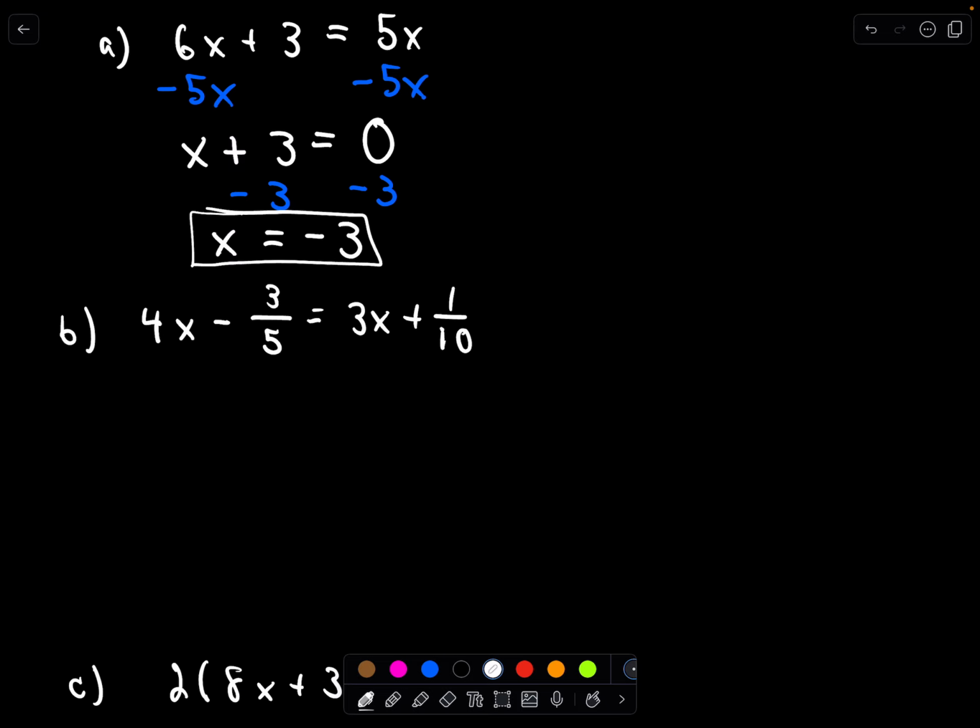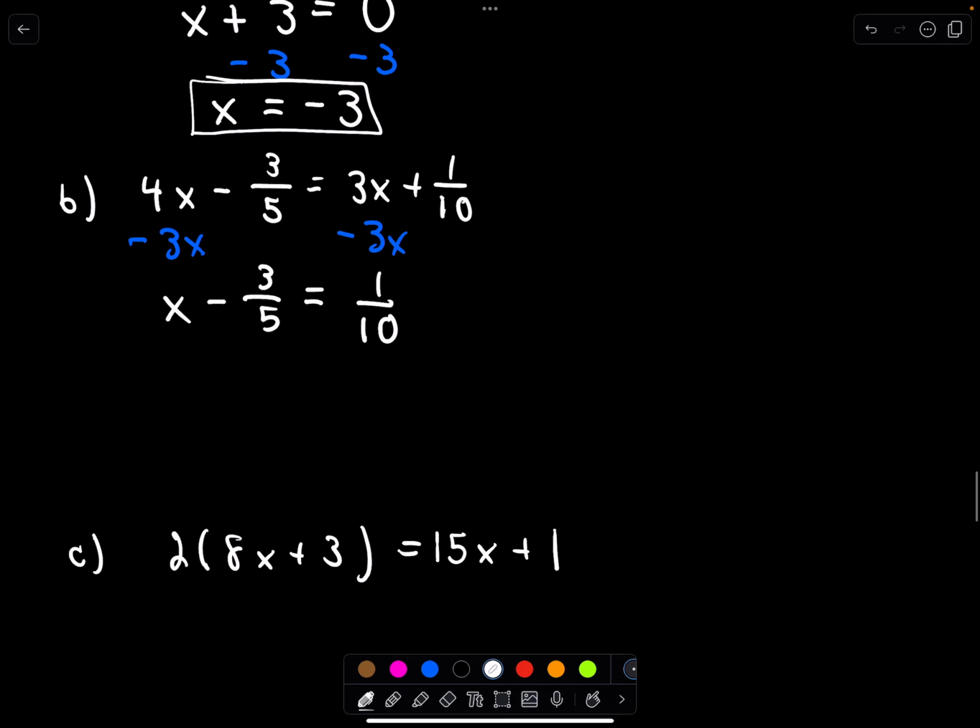Now, the next one, 4x minus 3/5 equals 3x plus 1/10. So we've got some fractions, different ways to get rid of these. I'm just going to go ahead and start combining things. So again, I see a 4x and I see a 3x. Those are my x's. Well, 3 is smaller than 4, so I'm going to subtract 3x from both sides. And notice on the left side, that just leaves me with positive x minus 3/5. And on the right side, the 3x minus 3x cancel, but I still do have that positive 1/10 left over.